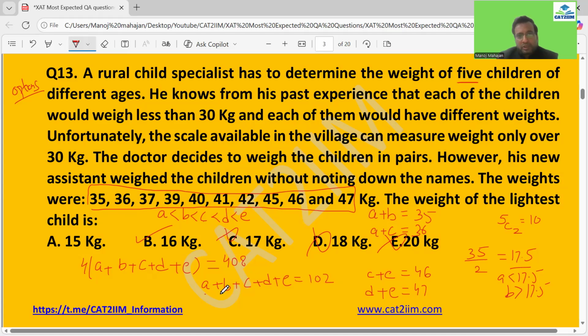So you can put A plus B as what? 35. D plus E as what? 47. And you can calculate C from here, right? So 47 and 35, if I add, that is 82. So C comes out to be what? 20. We have to find out A. So A plus C is 36. So if I put C as 20, A would be 16, as we have already calculated, right?